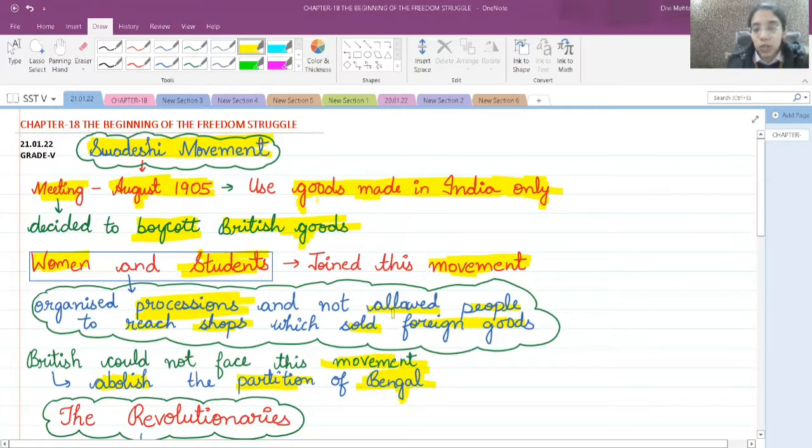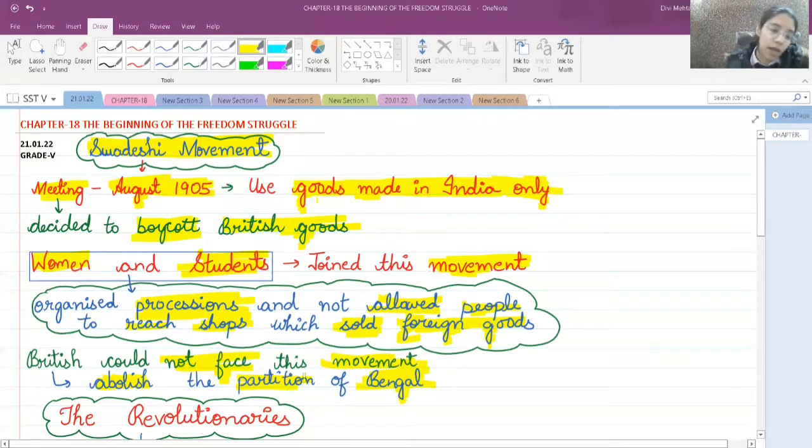So women and students organized processions. They did not allow people to reach the shops which were selling foreign goods. This movement was so strong that the Britishers could not face it.